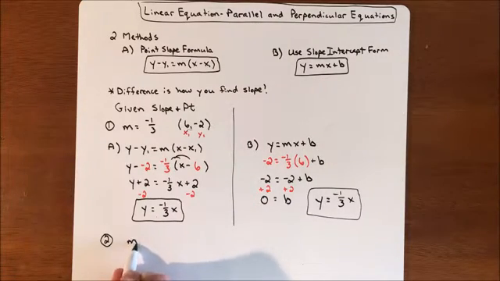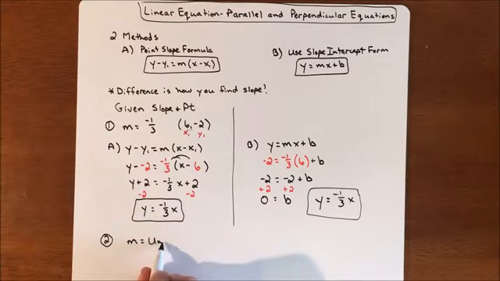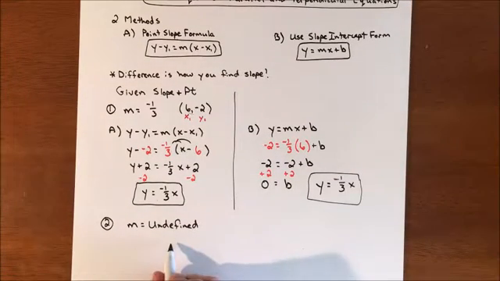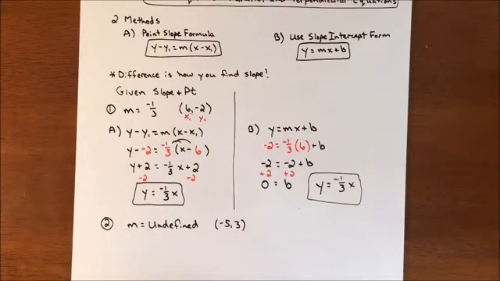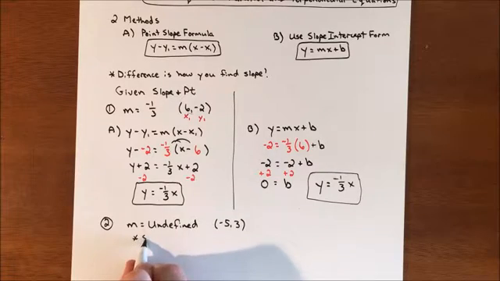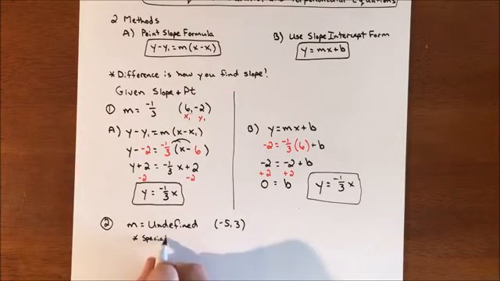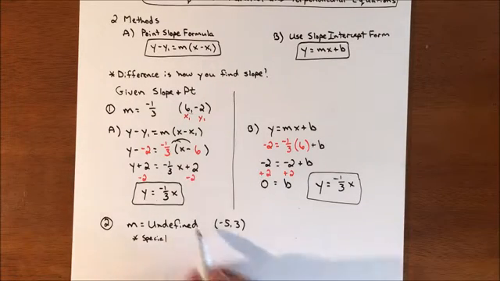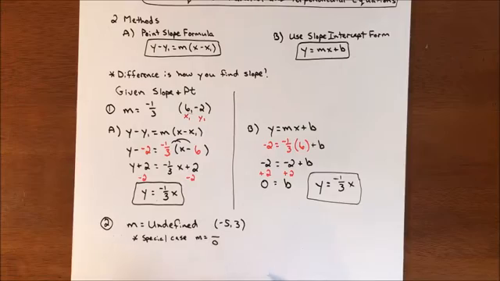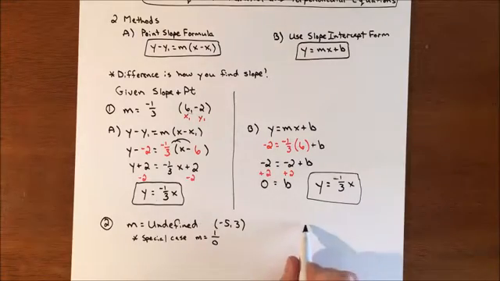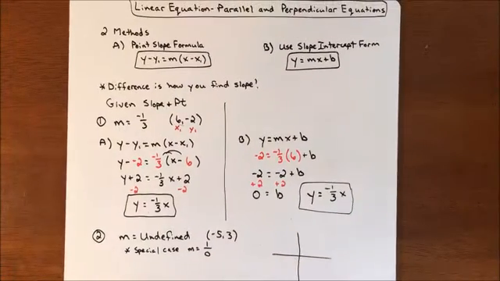This one, our slope is going to be undefined. This is going to be a special case. So it's going to have an undefined slope, and we're going to pass through the point negative 5, 3. When you have an undefined slope, it's either going to be a vertical or a horizontal. And so I have to make sense of this slope here. Our slope, in order for it to be undefined, means that we have a 0 in the denominator and something in the numerator. So rather than jumping into this, I'm going to create a visual for it.